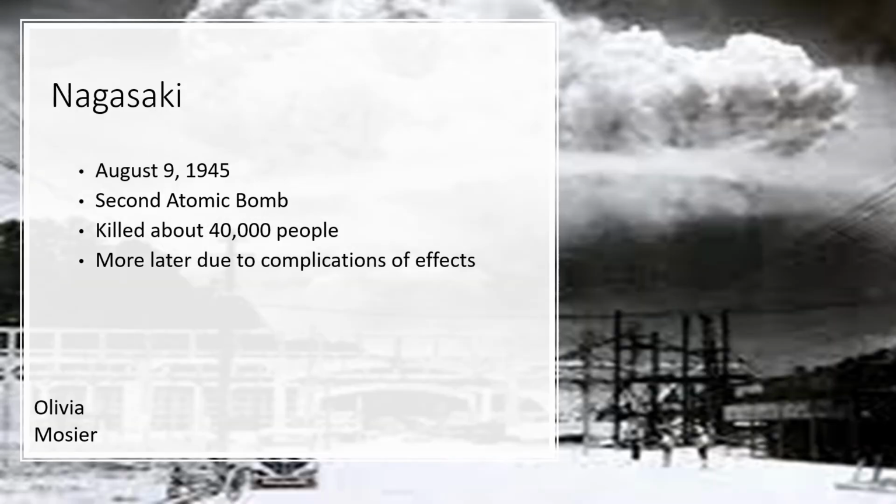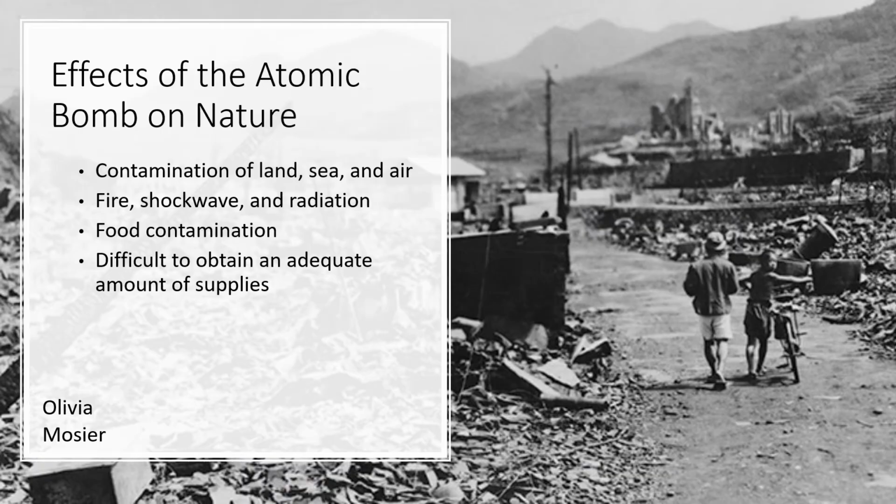On August 9, 1945, the second atomic bomb was dropped on Nagasaki. It killed about 40,000 people, and just like the atomic bomb that was dropped on Hiroshima, continued to kill citizens due to further complications of radiation. The atomic bomb had contaminated land, sea, and air.